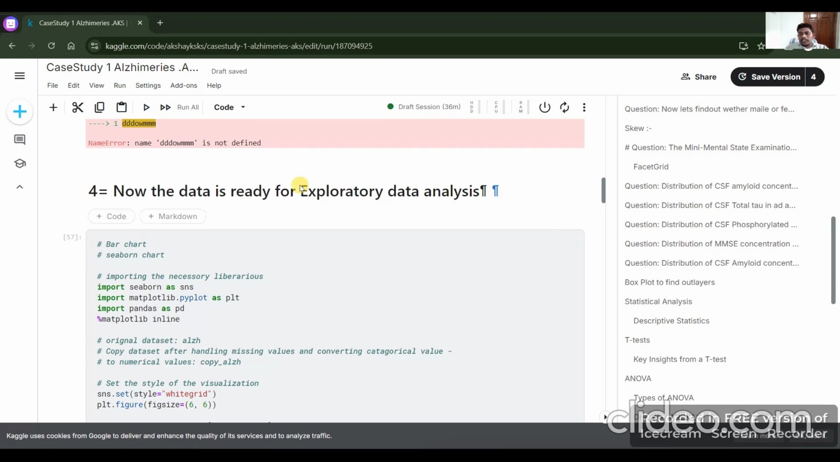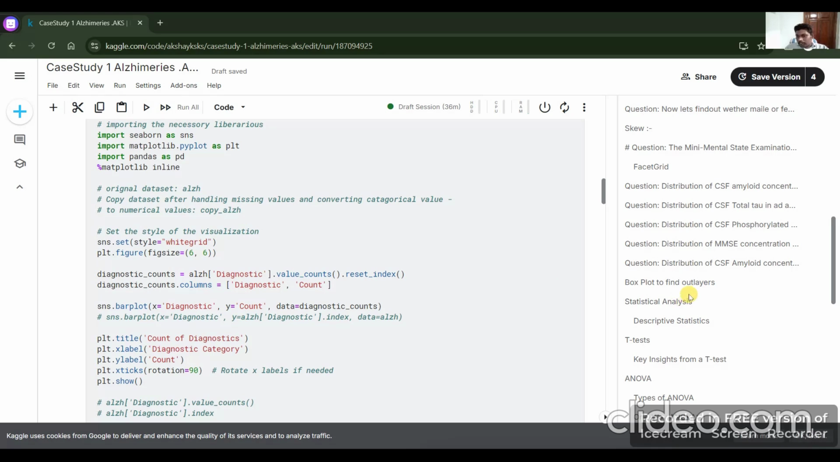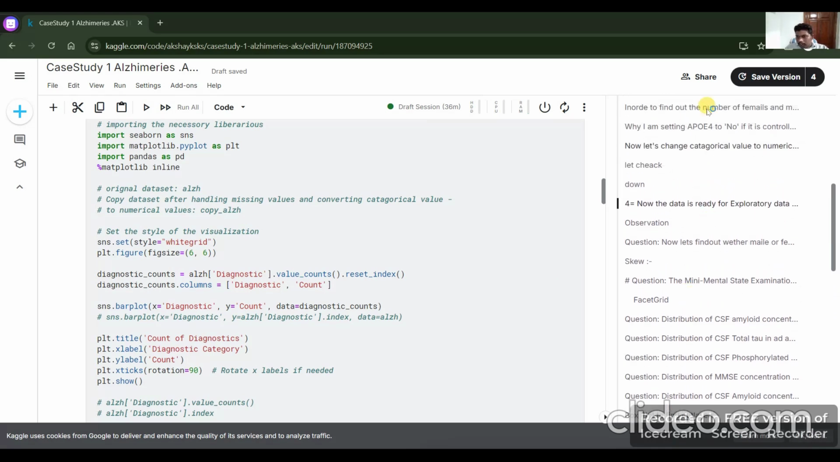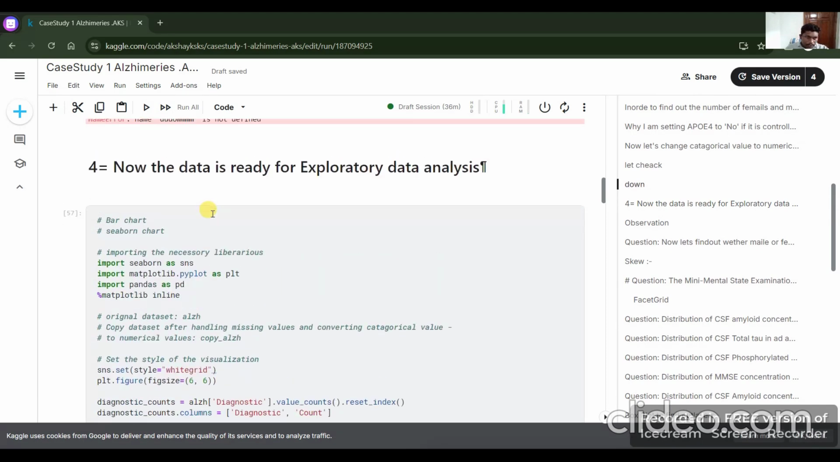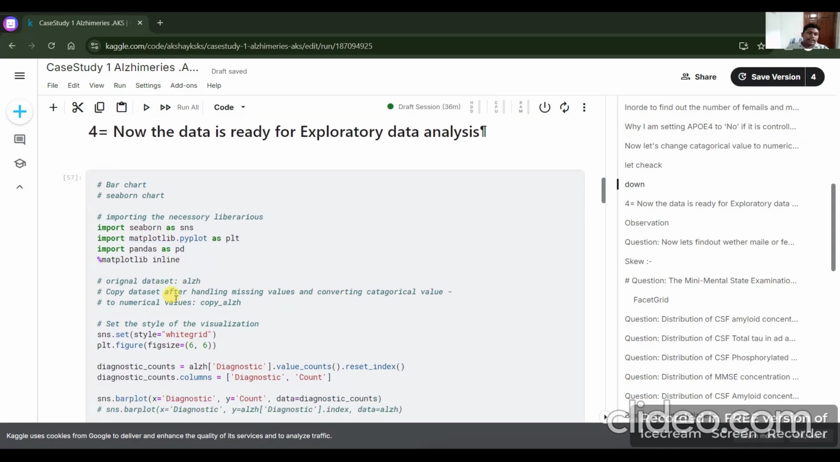Then the next question: now the data is ready for exploratory data analysis. Exploratory data analysis. Import seaborn as sns, import matplotlib.pyplot as plt, import pandas as pd.